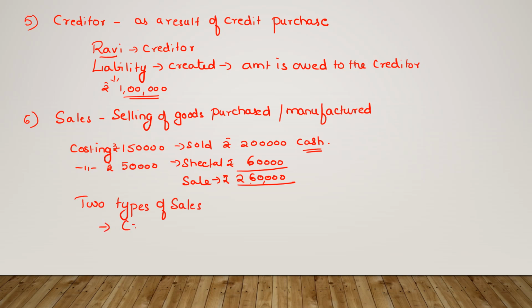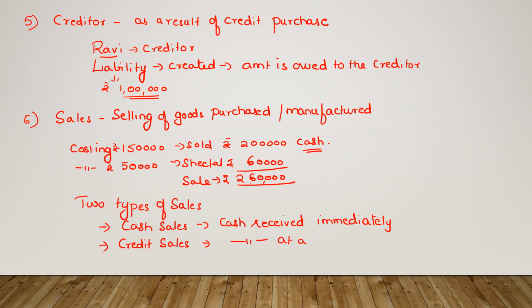Now further from this transaction, you also understand that there are two types of sales. Namely, cash sales, where immediately cash is being received. The goods are sold and immediately money is received. The other type of sale is called credit sales, where cash is received at a later date. Like in this case, goods were sold to Sheetal for 60,000, but the 60,000 is not being received immediately.